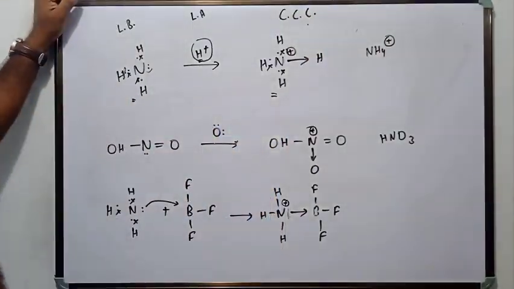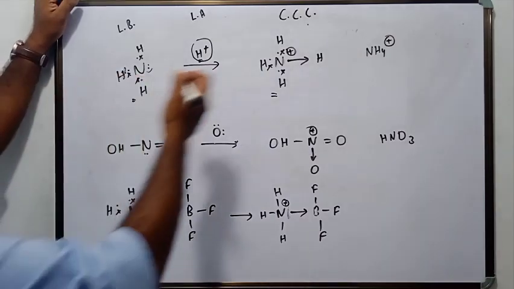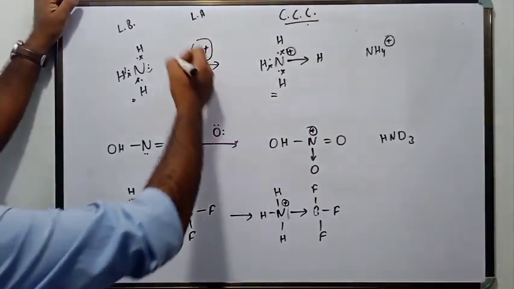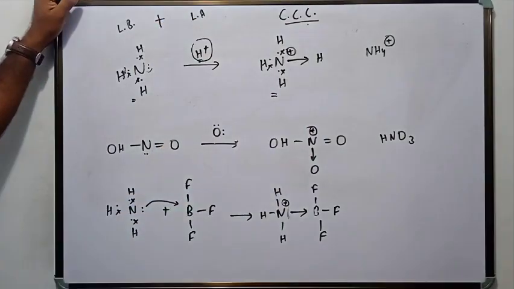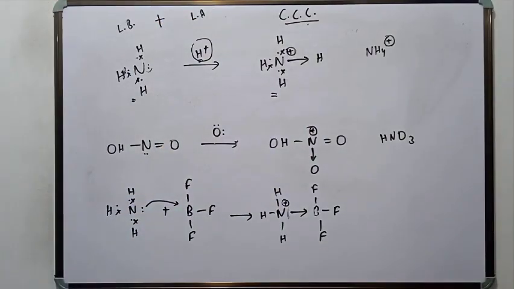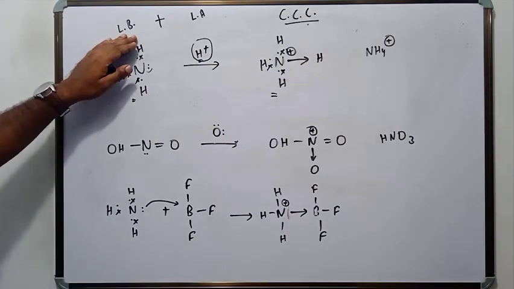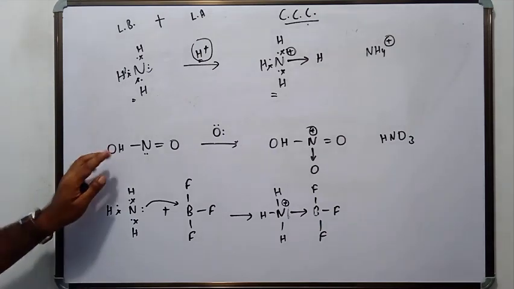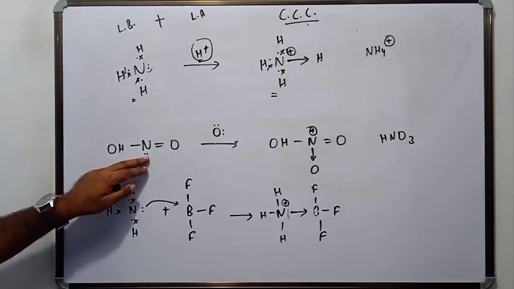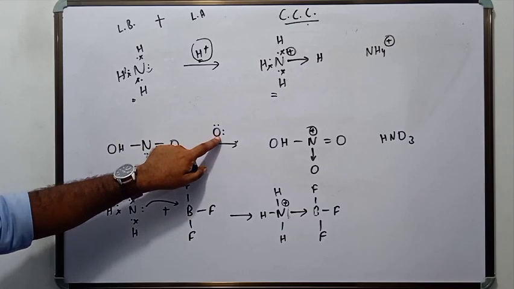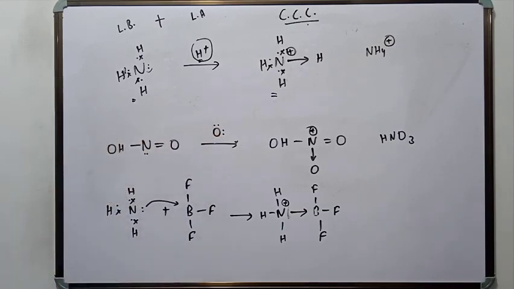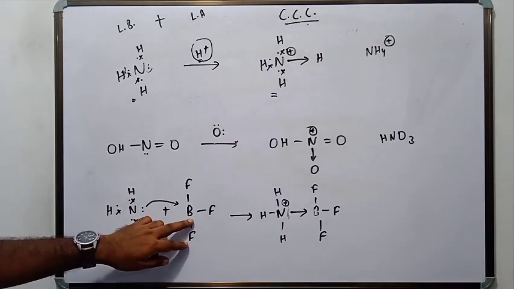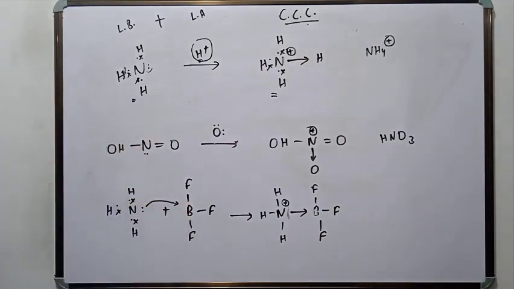Okay, so you can say that coordinate covalent compounds or coordination compounds result from reaction between a Lewis base and a Lewis acid. Am I right? See, this is the Lewis base. It can donate a pair of electrons, and this is the Lewis acid which can accept a pair of electrons.